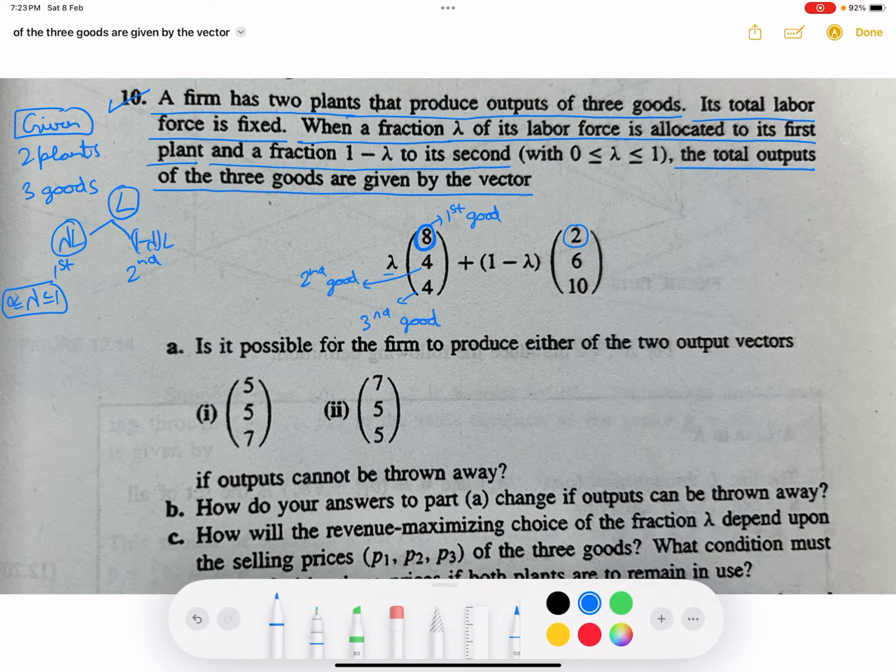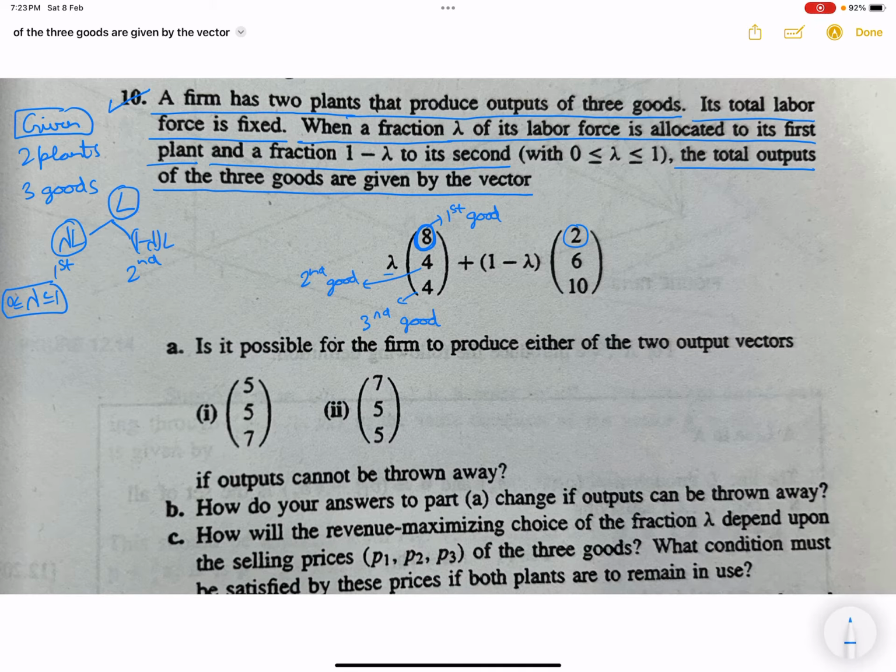Okay, now with the help of this, if lambda is being devoted to plant 1, then the production of good 1, suppose we denote it by x1, is given by 8 into lambda plus 2 into 1 minus lambda. So this becomes 8 lambda plus 2 minus 2 lambda. So this is 6 lambda plus 2. So x1 we have 6 lambda plus 2. Similarly, we can find for x2.